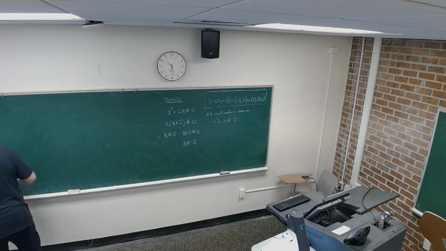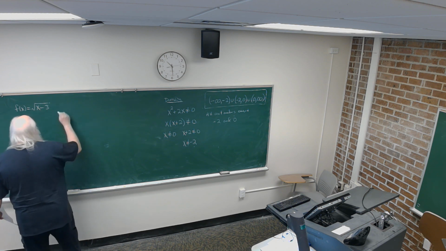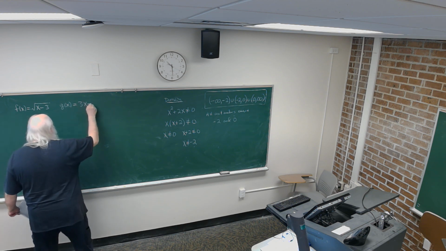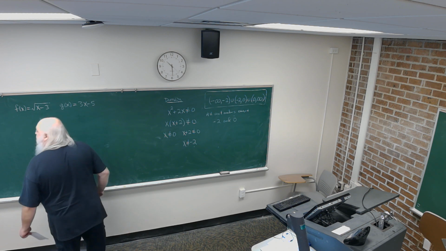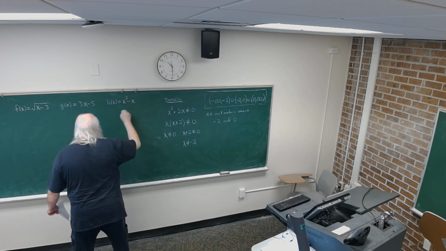So we have f of x is equal to the square root of x minus 3. G of x is equal to 3x minus 5, and h of x is equal to x squared minus x.